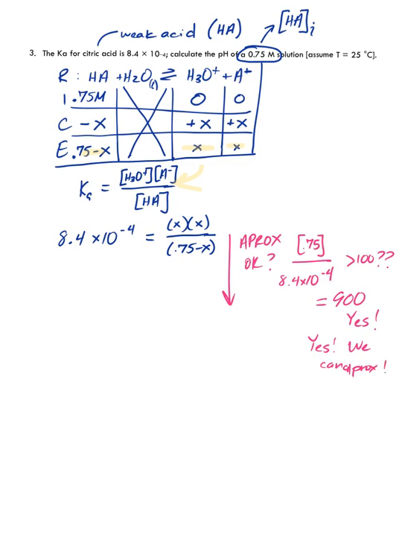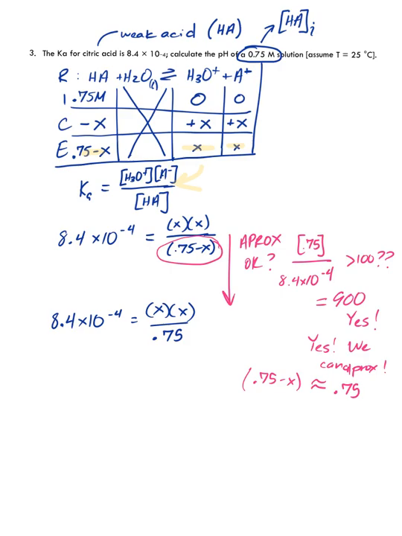So what does that mean? What do we do when we approximate? When we approximate, we're going to say that 0.75 minus x is pretty much the same thing as 0.75. And that substitution is going to go in right here. So now our equation simplifies to 8.4 times 10 to the minus 4th equals x times x over 0.75. What this is going to mean is that we aren't going to need to use the quadratic equation to solve this. This tremendously simplifies the algebra.